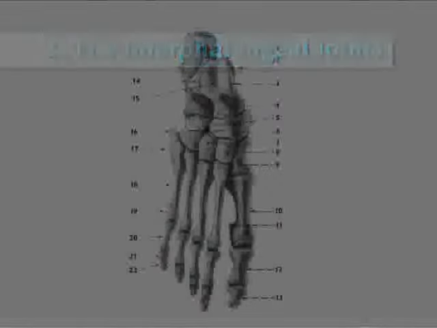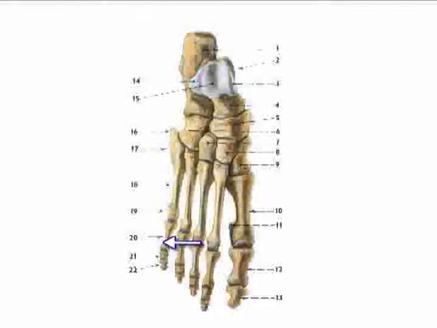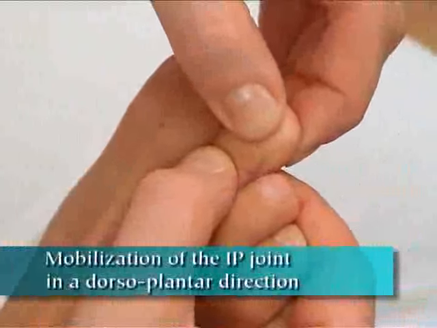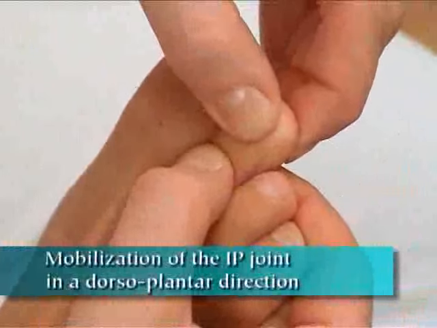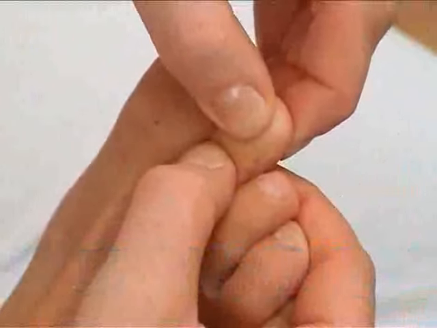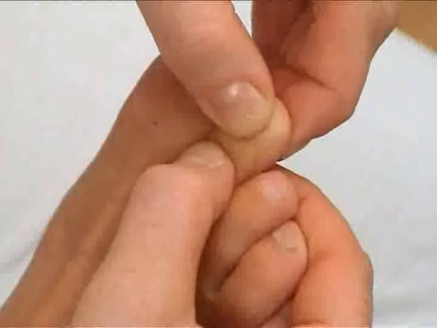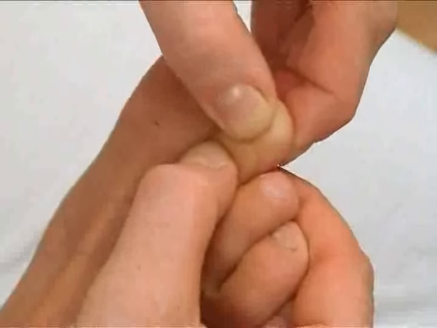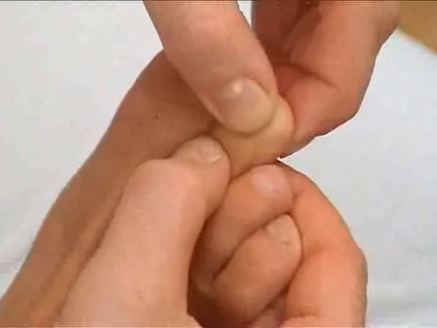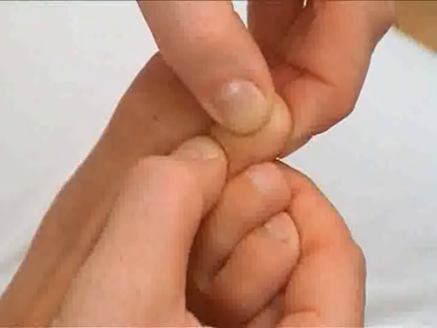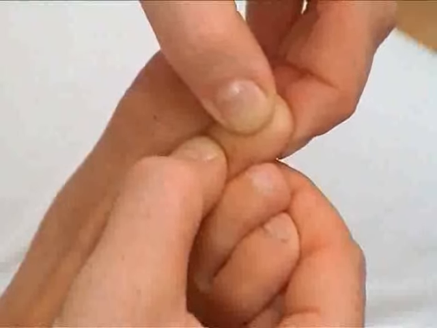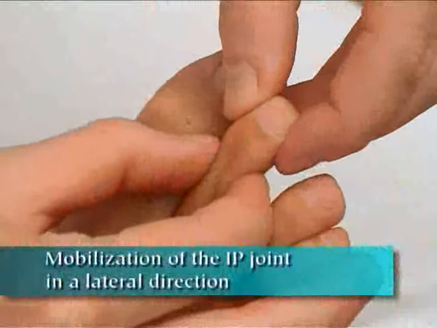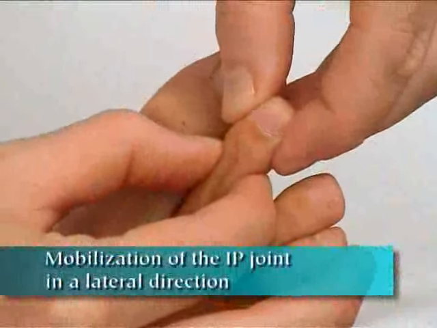The interphalangeal joints. We proceed in a similar way as for the hands. We fix the proximal phalanx between the thumb and forefinger of one hand, which must be supported, and mobilize with the thumb and forefinger of the other hand. Transitory movement in a dorsoplantar and lateral-lateral direction are carried out under simultaneous traction. Our fingers should be perpendicular to the direction of mobilization.